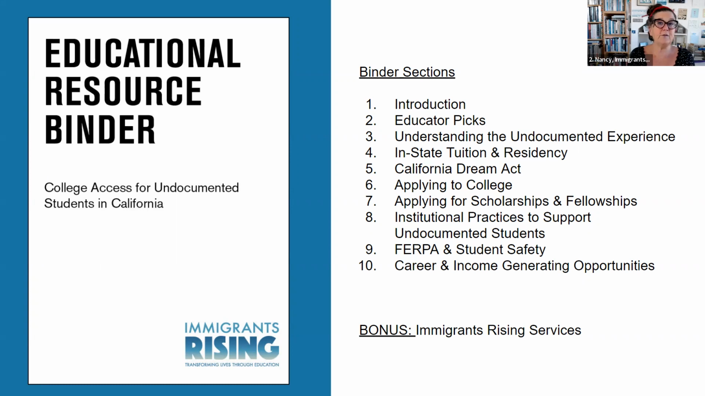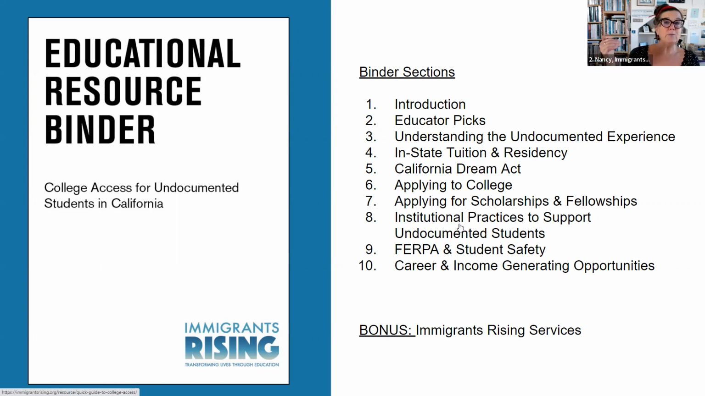That's specific for the undocumented students. We have lots of information about the scholarships that are available. If students aren't eligible for AB 540, they can still apply for scholarships to be able to go to school. And we have hundreds and even thousands of scholarships on our scholarship database. And then we also have some institutional practices that would be super helpful.